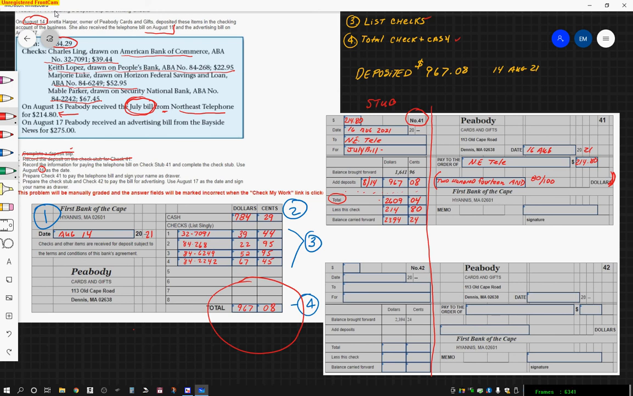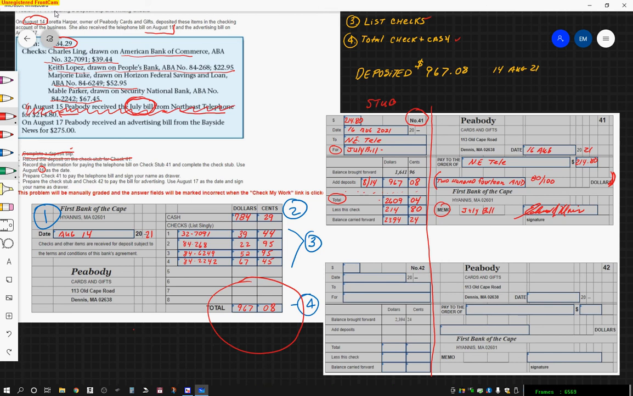The memo, we can put July bill. The memo is the same thing as the "for," usually. Sometimes in the memo you'll put your account number in there. There's other things you'll use it for. And then, of course, you have to put your John Hancock on here. So we're going to sign it. Okay. That completes this check here. We have done that check.